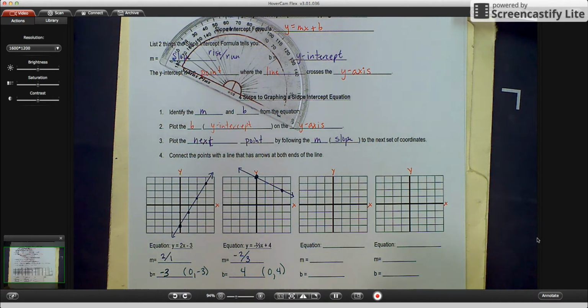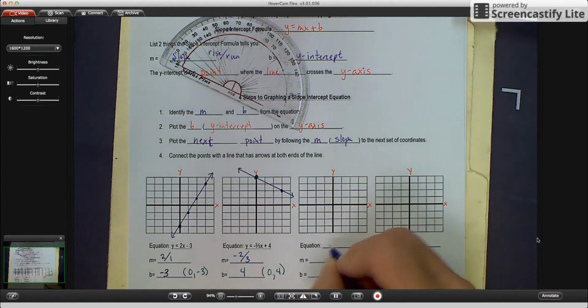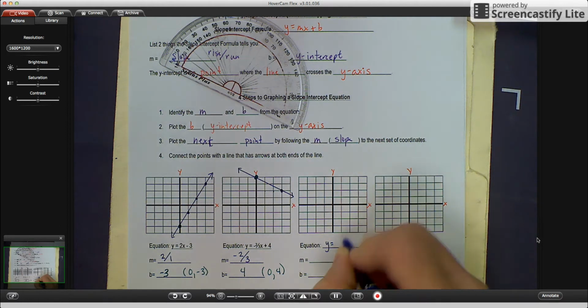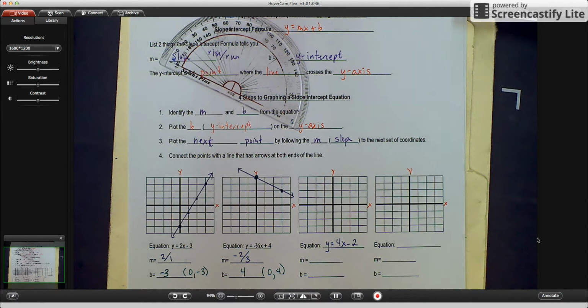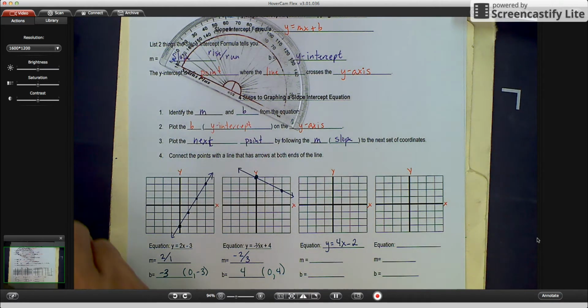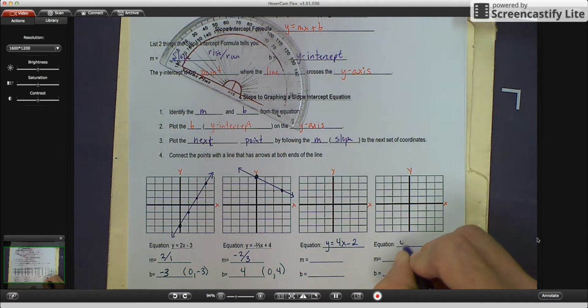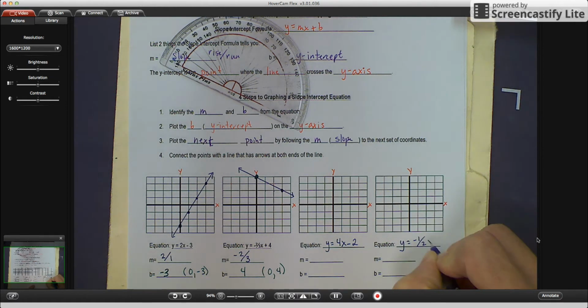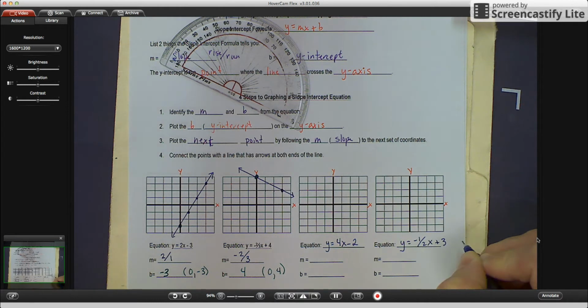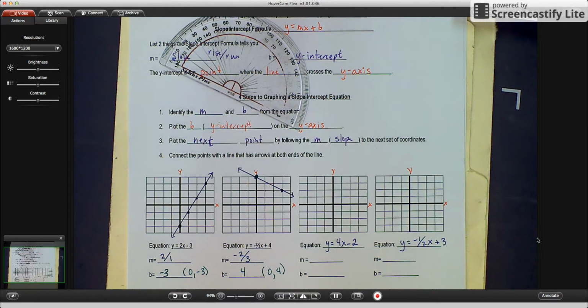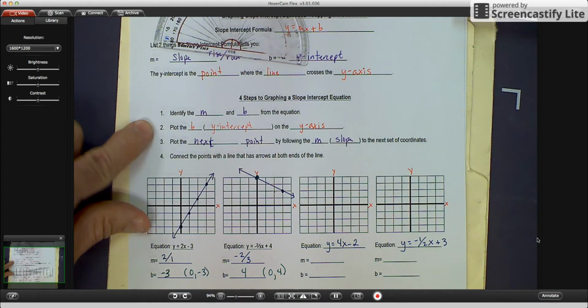For the third example, I'm going to give you the equation. The equation that I'm going to give you is y equals 4x minus 2. And then the last equation that I'm going to give you is y equals negative 1/2 x plus 3.